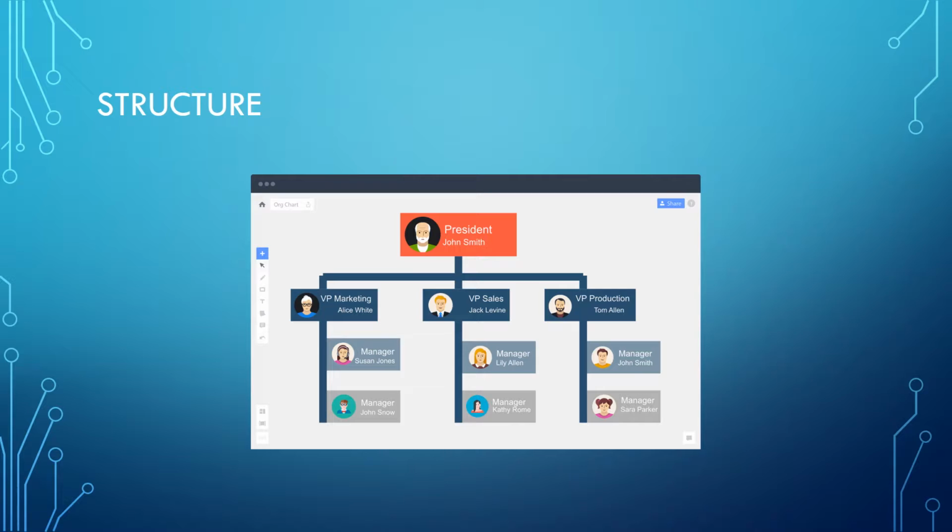The distribution of power, that is basically the centralization or decentralization of power. And departmentalization, that is the basis for forming departments on each level of the structure.